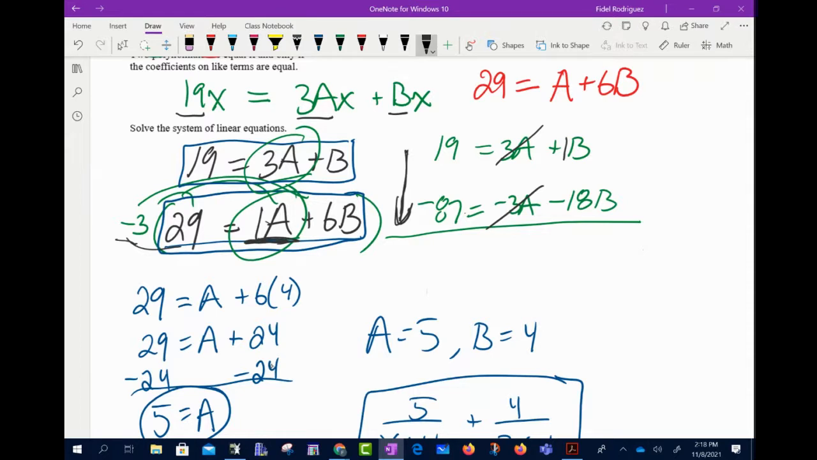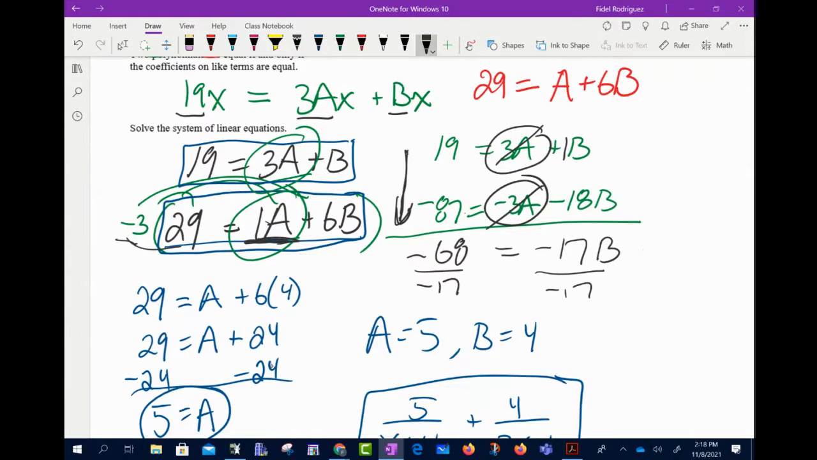Okay, so when we add 19 and negative 87, we get a negative 68. When we add these two together, they cancel out, right? Because one's a positive 3A and one's a negative 3A. And then a positive 1B and a negative 18B is going to give me a negative 17B, right? So if we divide everything by negative 17, then we come up with B equals 4. Does that make sense?